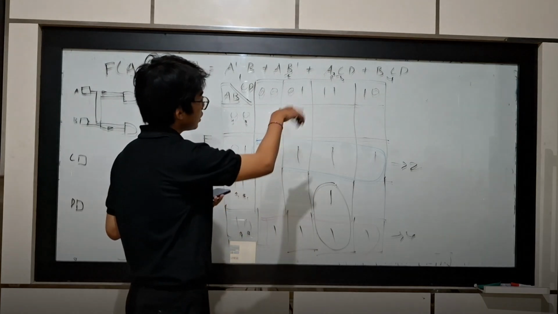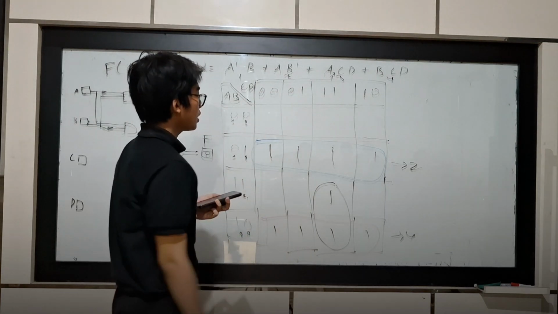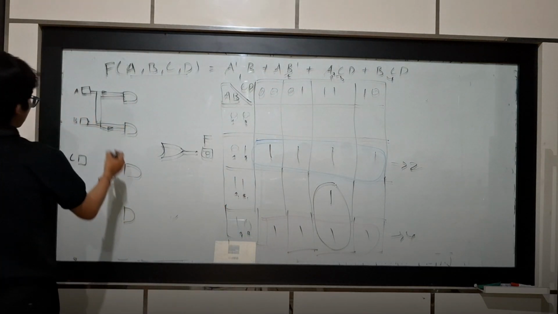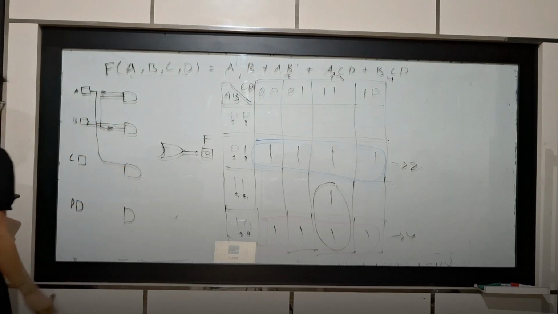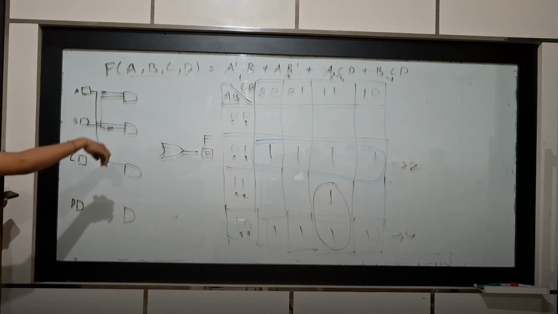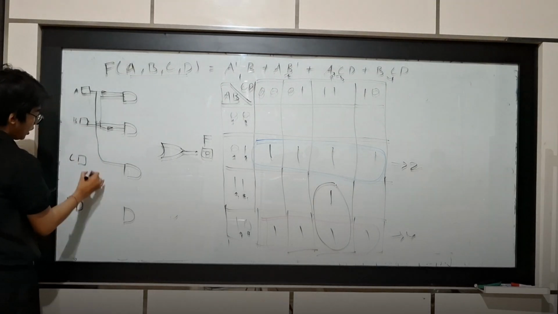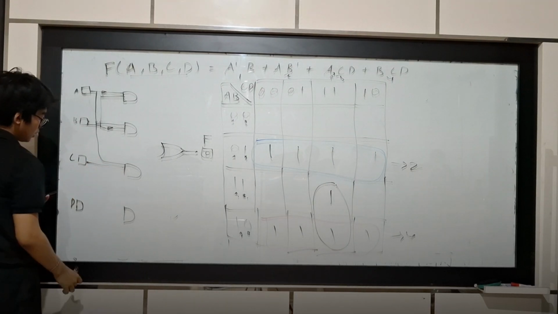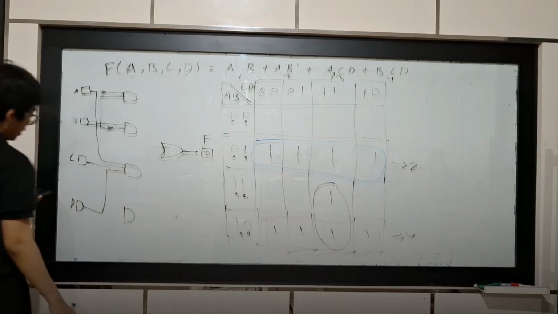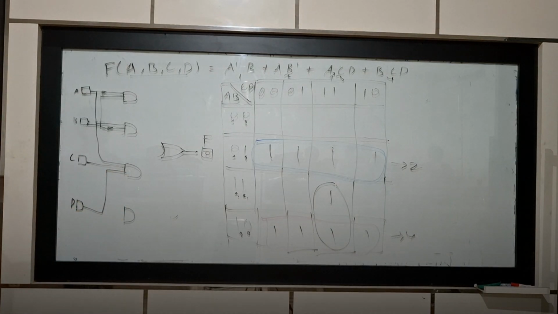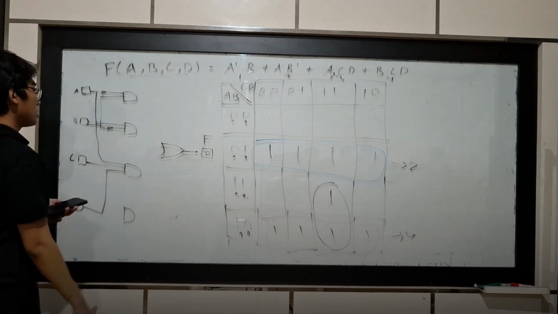So the third expression is ACD. So the A is connected to AND gate number 3, and then the C is also connected to AND gate number 3, and then the D is also connected to AND gate number 3. And the last expression is BCD.